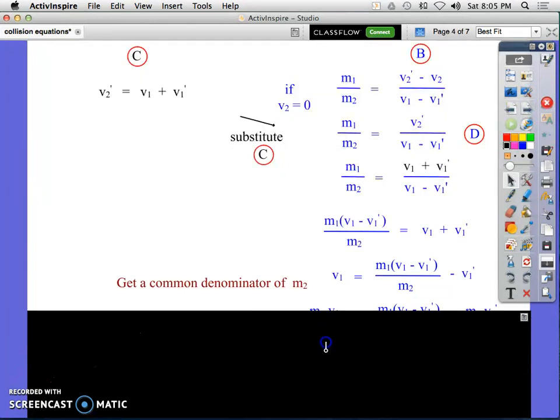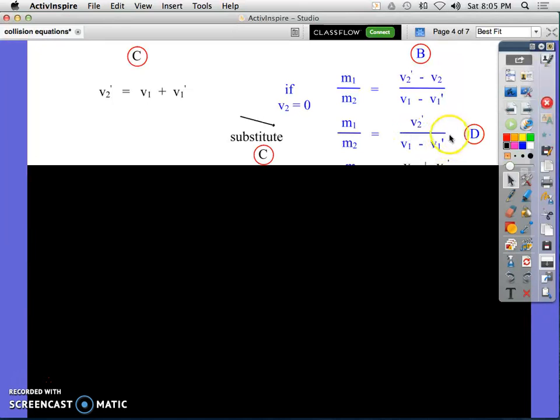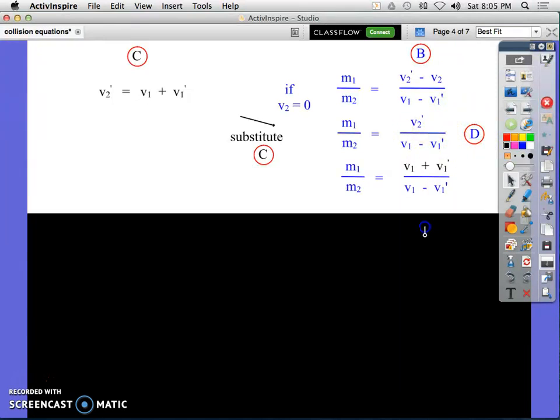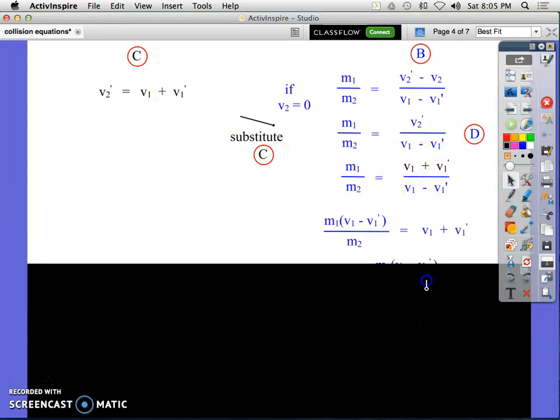Okay, so if I take equation C and equation B and start putting them together, remember if v2 is equal to 0, I can just take this out and I've got a new equation. I'm going to be able to use this one later, so I'm going to write it down as D. If I substitute v1 plus v1 prime in for v2 prime, I've got this. Now it's starting to look a little bit more like the equations we have. If I bring this v1 minus v1 prime up here, this is what I have.